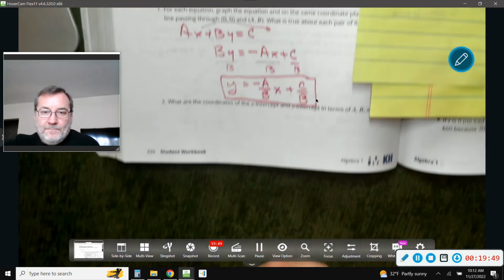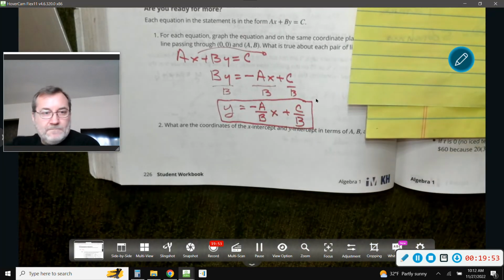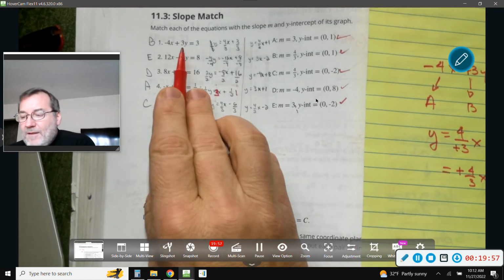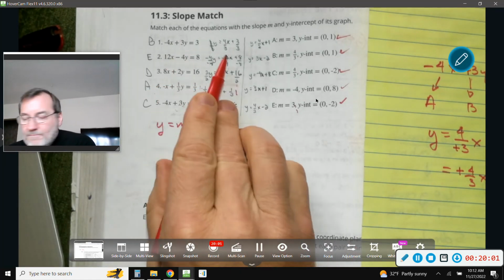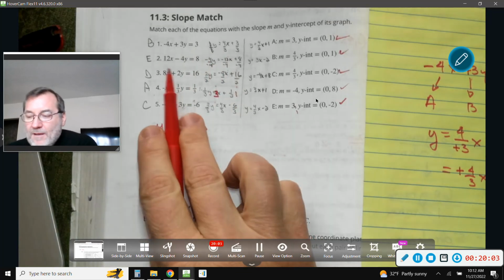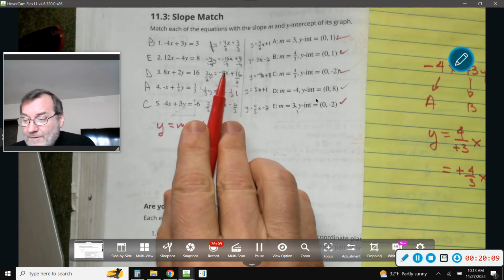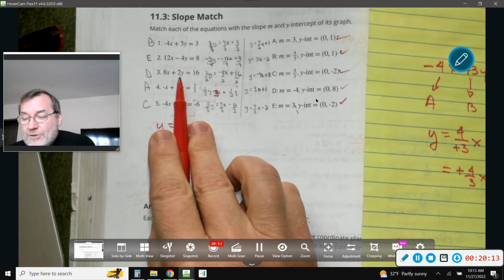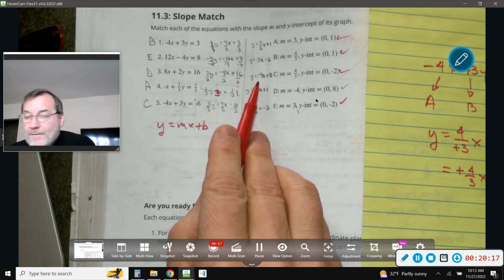You're going to have the a divided by the b, and then change the sign. What's that mean? You take the a divided by the b, so negative 4 divided by 3, and then change the sign. Yeah, you got 4/3. 12 divided by negative 4, that's a negative 3. Now change the sign. Oh look, it's a 3. 8 divided by 2, that's a positive 4, but now change the sign. Minus 4.